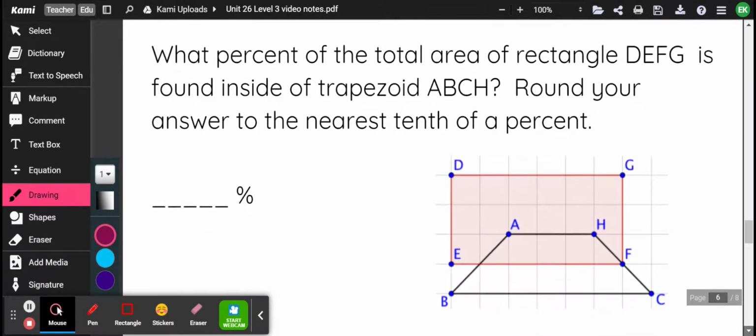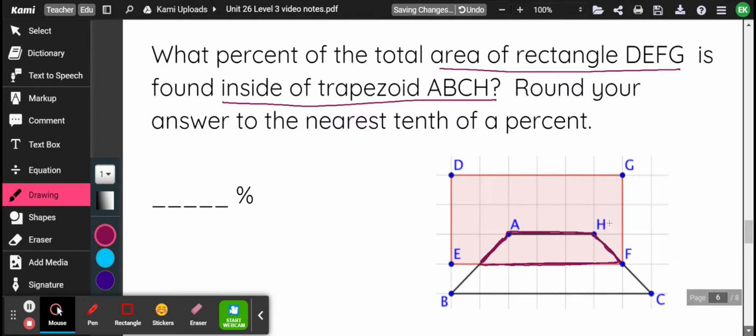Number 6, what percent of the total area of rectangle DEFG is found inside of trapezoid ABCH? So what we're really talking about is this here. This trapezoid, which is a smaller portion of the larger trapezoid, what is the area of this as a percentage of the whole? Okay, so let's start with the area. And the nice thing about this being on blocks is we can count it.